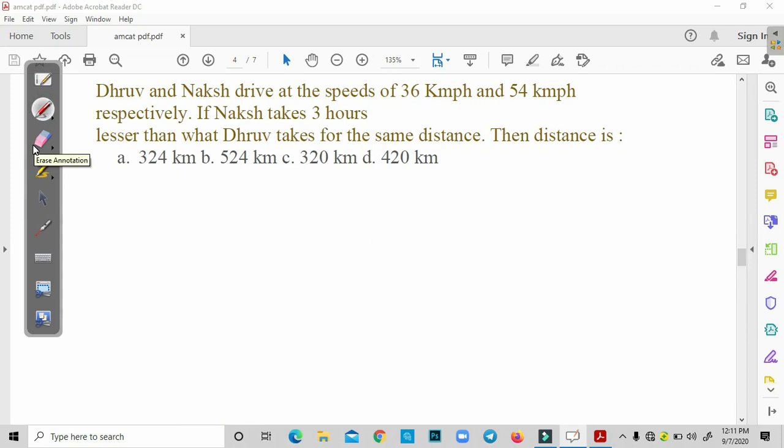Dhruv and Naksh drive at a speed of 36 km per hour and 54 km per hour respectively. If Naksh takes 3 hours less than what Dhruv takes for the same distance, the distance is? Now see, here we have to find the distance, but find the clue here. The only thing we know is Naksh takes 3 hours less than Dhruv. That means Dhruv time minus Naksh time, the difference will be 3, or not?